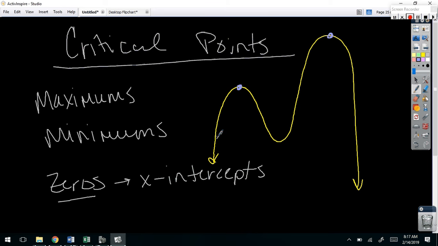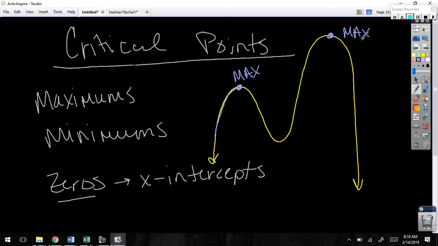Because if you look, it starts going up, up, up, up. Suddenly it stops going up, it changes direction and starts going down. That's the point where the maximum occurs. So it's the highest point right there. But if you look over here, there's another one, right? So it can have more than one max or min.